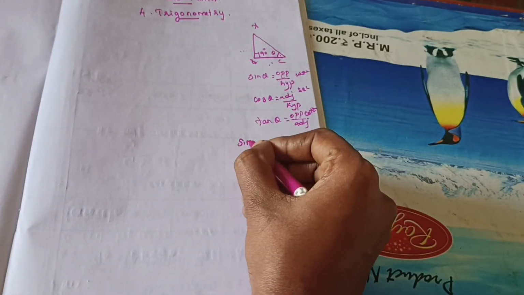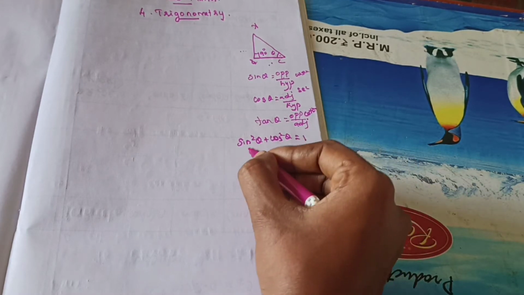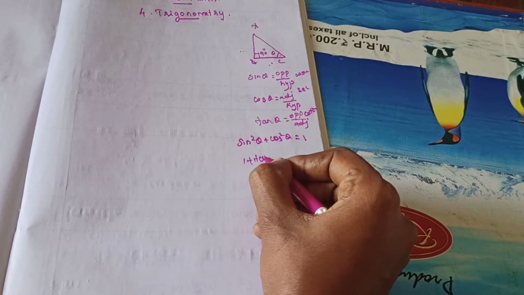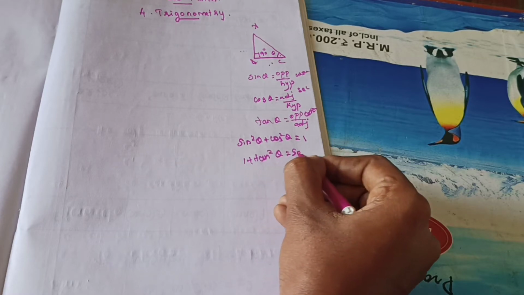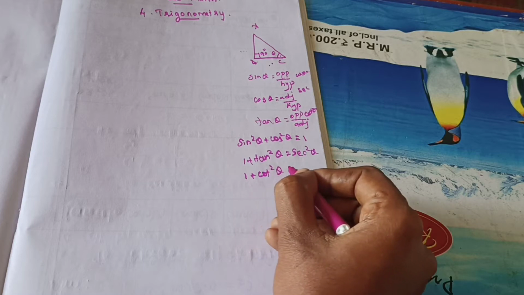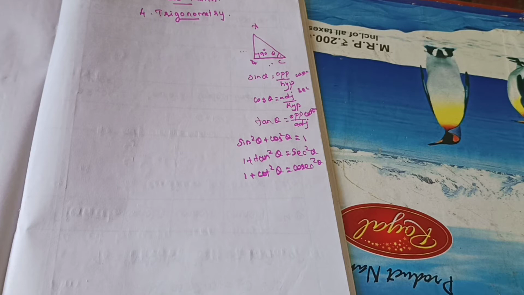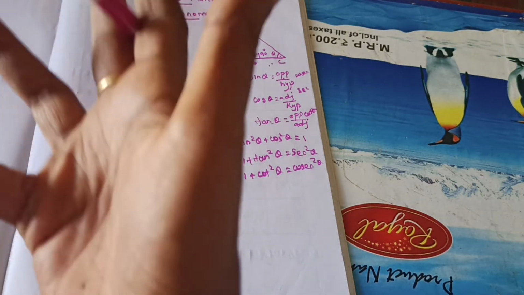learned. Okay, so that is sin square theta plus cos square theta, the value is equal to 1. Then 1 plus tan square theta is equal to secant square theta. Then 1 plus cot square theta equal to cosecant square theta. These are all the things you have learned in the last year. So from these 3 formulas we can take 9 formulas.